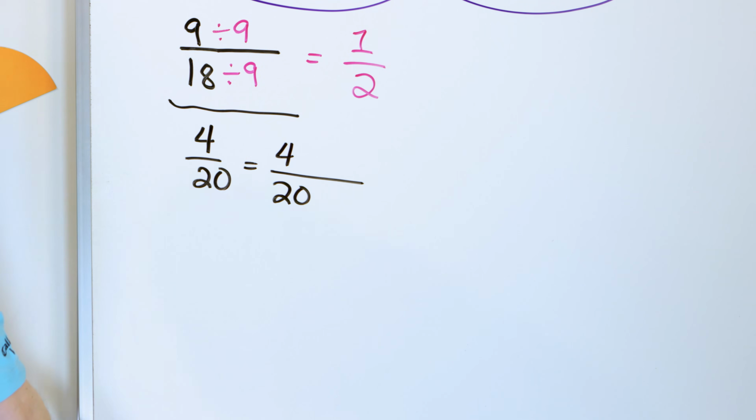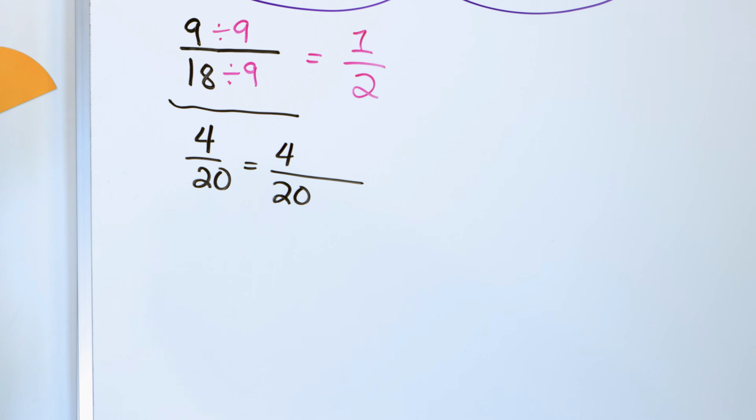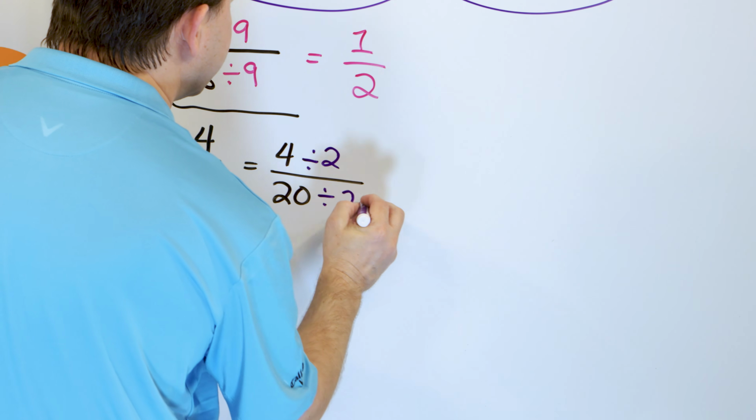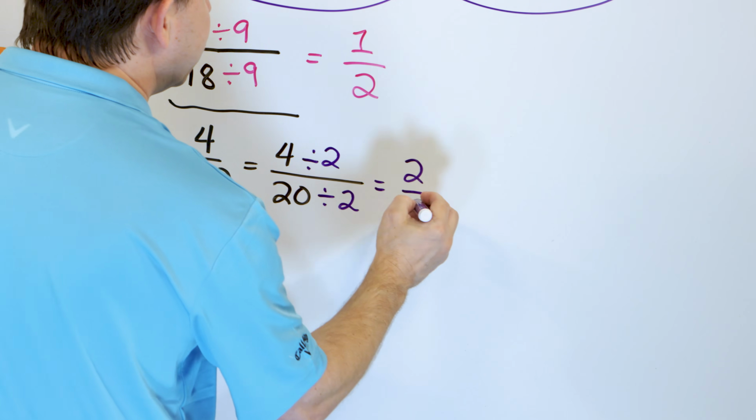Now I know right away I could divide by 4 and then divide by 4 because I know that they're both divisible, but let's just say that I didn't notice that. I know these are even numbers, so I divide by 2, and by 2. 4 divided by 2 is 2. 20 divided by 2 is 10.